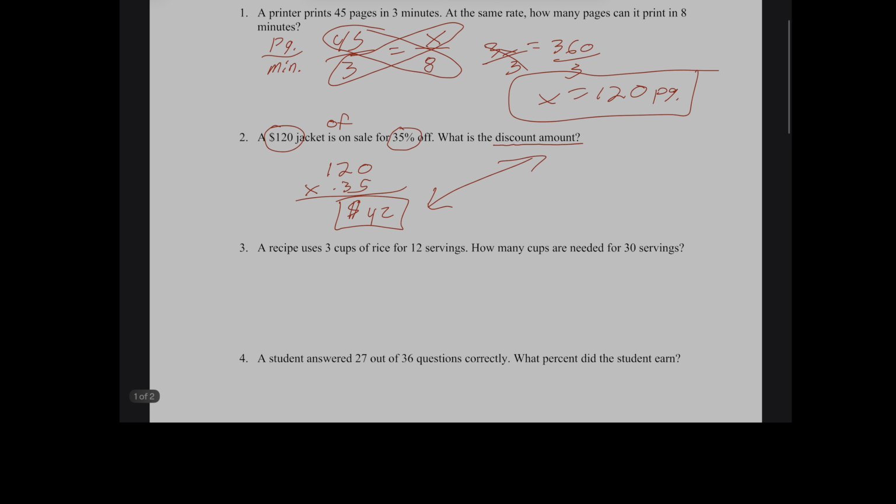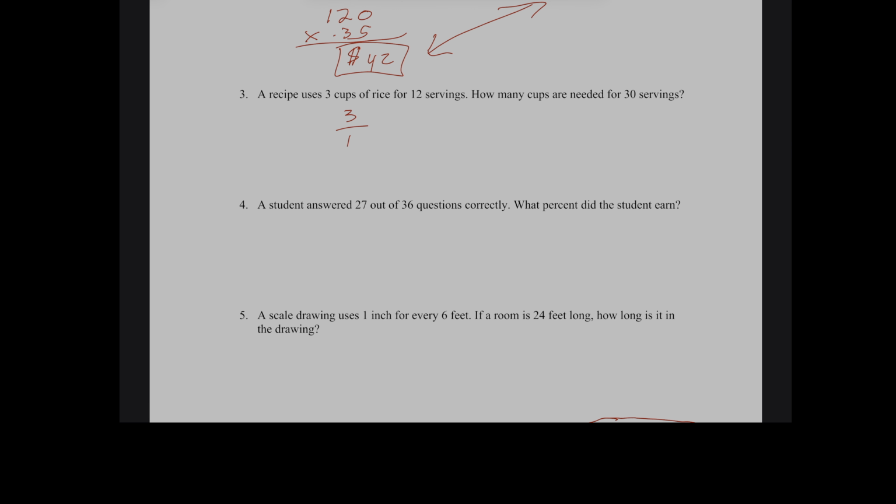Number three, a recipe uses 3 cups of rice for 12 servings. There's cups, there's servings. They want to know how many cups for 30 servings. Well, servings is on the bottom, so my 30 servings will go there. So now I'm just going to solve for this. Cross multiply, 12x equals 90. Divide each side by 12, and 90 divided by 12 equals 7.5. You'll need 7.5 cups, because it's the cups that we're missing.